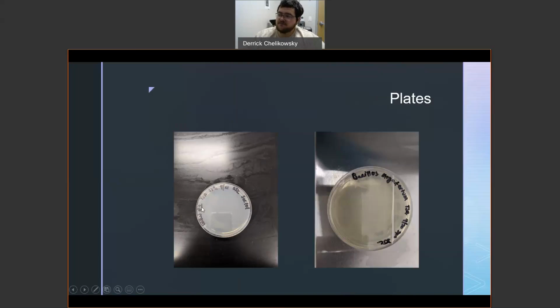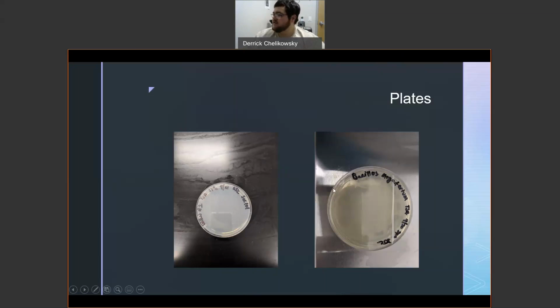Your unknowns, if you have an unknown for 2421 or the bacteria for 2420, the media type right here, incubation temperature, date of inoculation, your initials, and your section. Your section is important because we store our plates and tubes by section.